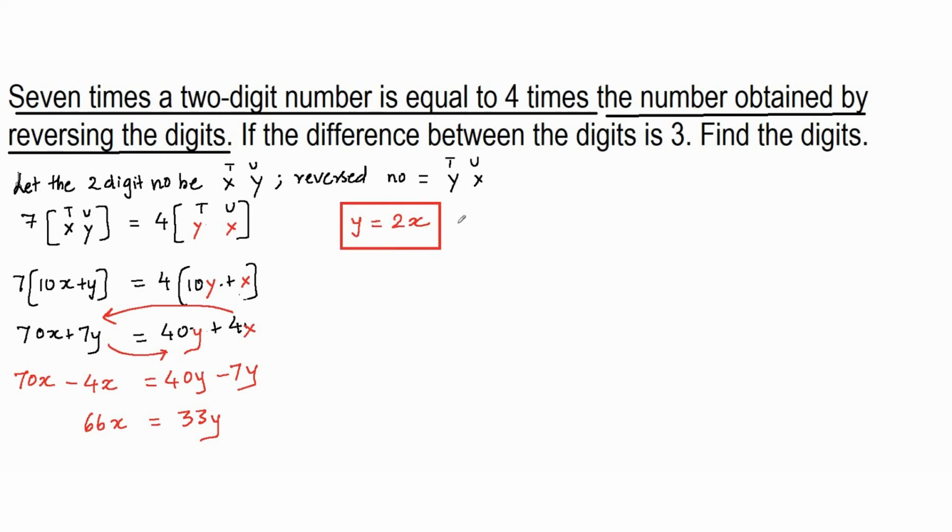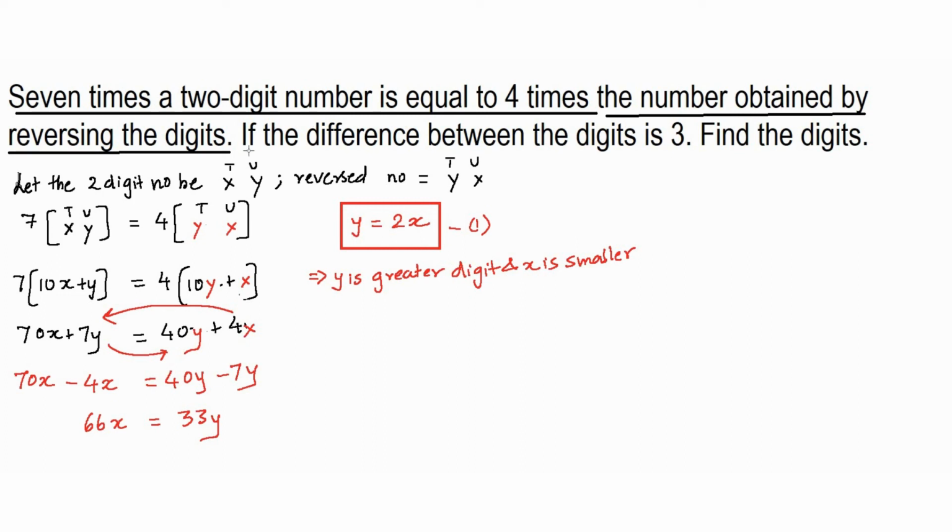This is the first equation. Now from this equation, it should give us a good sense of which digit is greater. y is twice of x. This implies that y is the greater digit, and x is the smaller digit. x is smaller. That's because y is twice of x. So if x was 3, y would be 2 into 3, that's 6. So y is the greater digit.